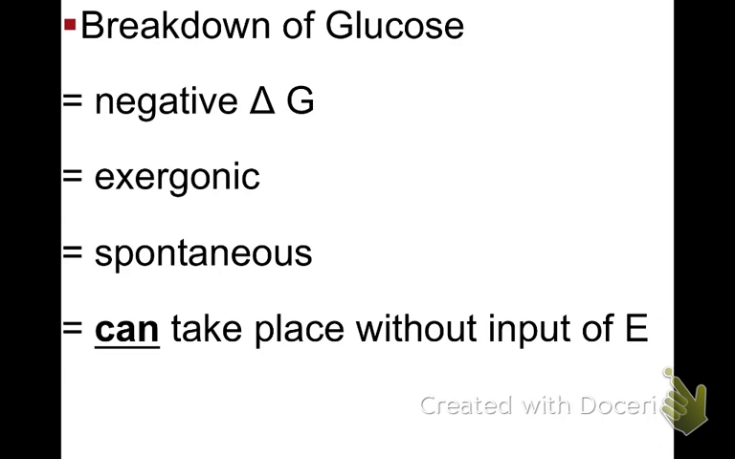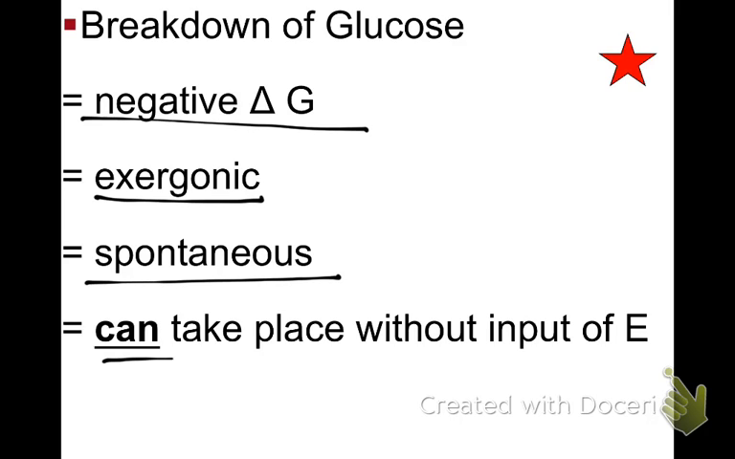Okay, so breakdown of glucose essentially leads to a reaction that goes forward on its own, and it is exergonic, it is spontaneous, it has a negative delta G, and it can take place without input of energy.